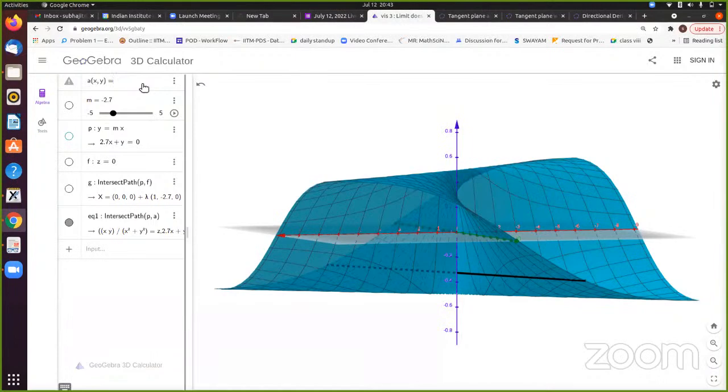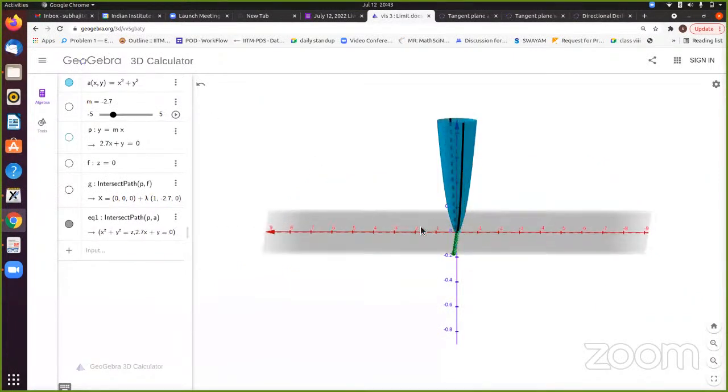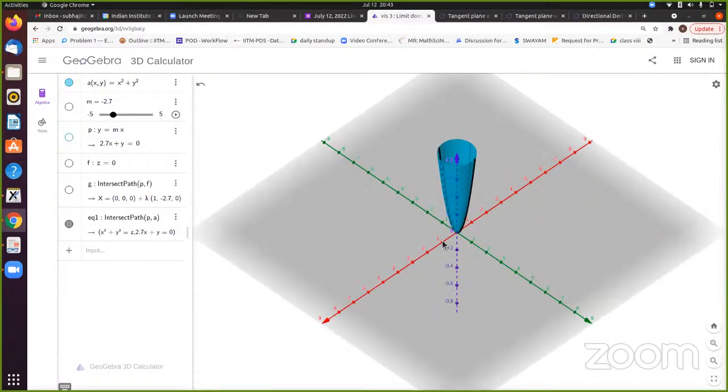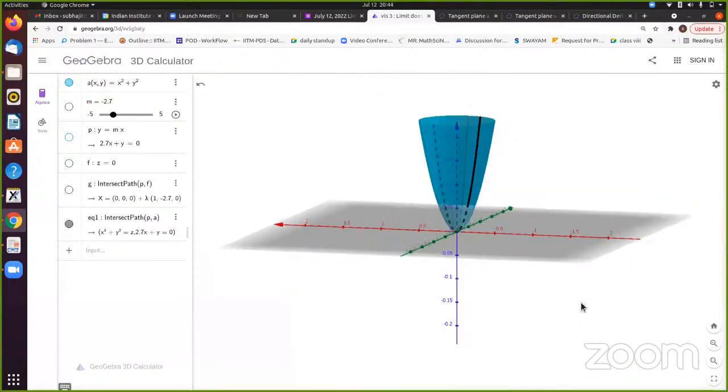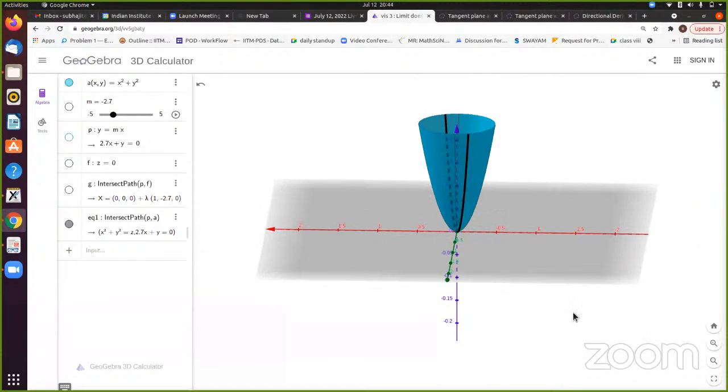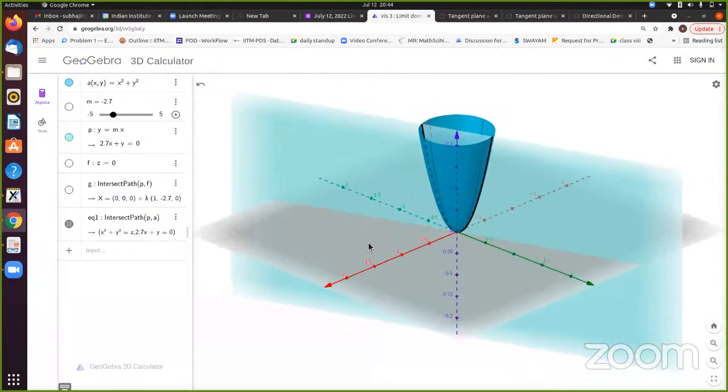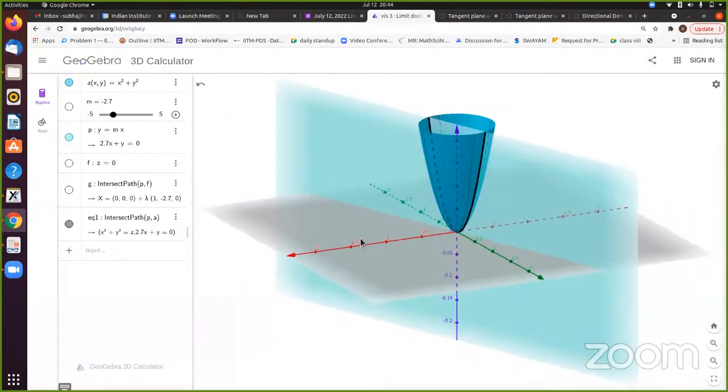So now suppose we change this function. What should I write? This is a good example. So this is the function x square plus y square, right? Again, we are seeing y equal to mx, this plane. So as you can see, the intersection of the plane and the function surface x square plus y square will be like a parabola basically in this case, right?